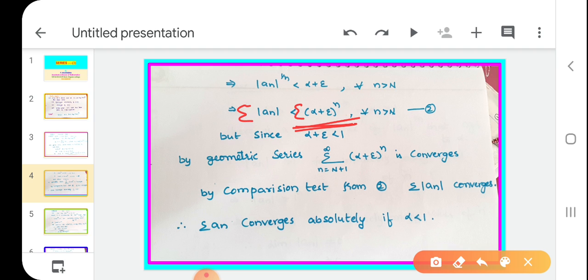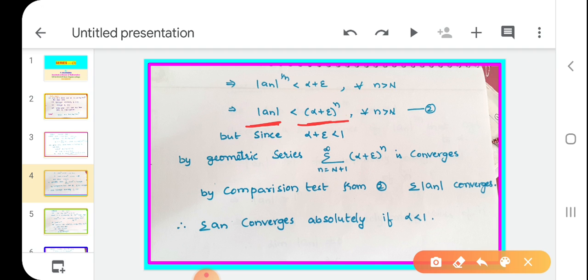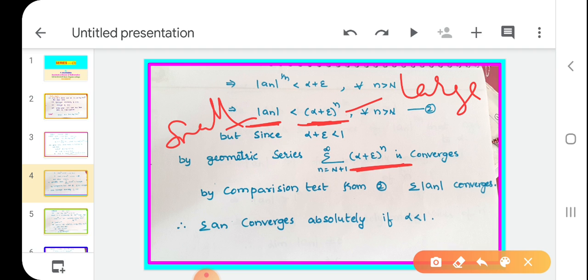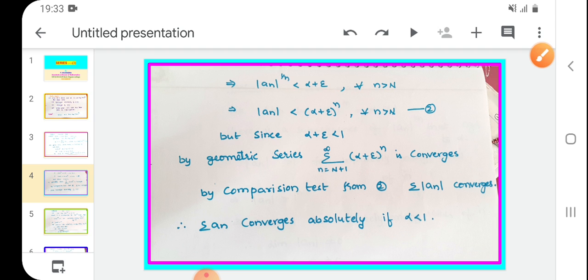If |an| is less than (α + ε)^n, it means |an| is the smaller series and (α + ε)^n is the larger series. What we get here, the larger series is convergent, then automatically the smaller series is also convergent by the comparison test. So by the comparison test, summation |an| is also convergent. Therefore summation an is absolutely convergent if α is less than 1. This is the first condition.